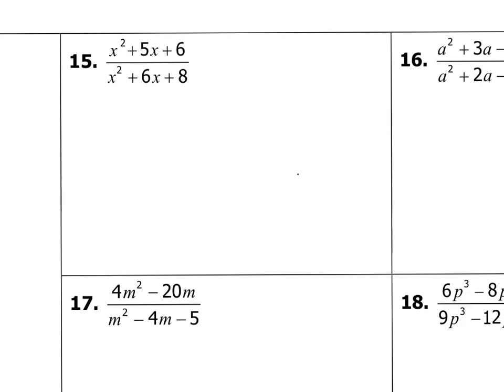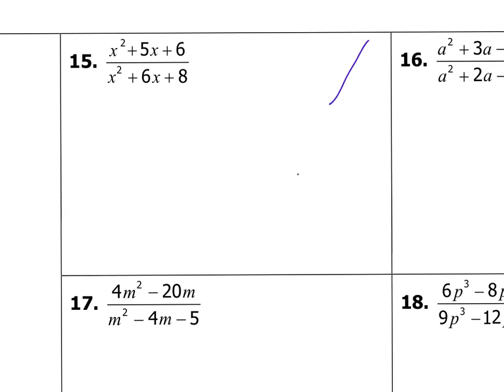Okay, guys, we're on the last installment of simplifying rational expressions, and that's where we have a trinomial over a trinomial usually, or where we have to factor both of them or do something different to both of them instead of just one, or just factoring out a constant. So here we go. On number 15, I need to factor both the top and the bottom.